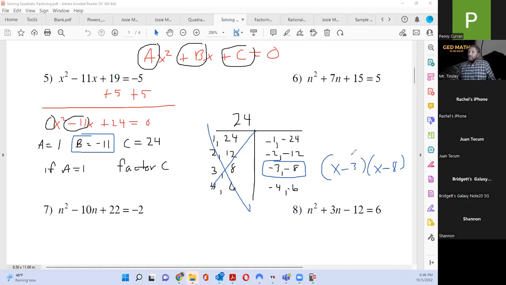So this is factored. The solutions will be, what's the opposite of minus 3? Plus 3. And what's the opposite of minus 8? Plus 8. So this is how we solve the quadratic equation. We factor the quadratic equation. The purpose of factoring it is so we can solve it easily. Everybody understand that? This is the easy way, but you also have a formula for it too, right?